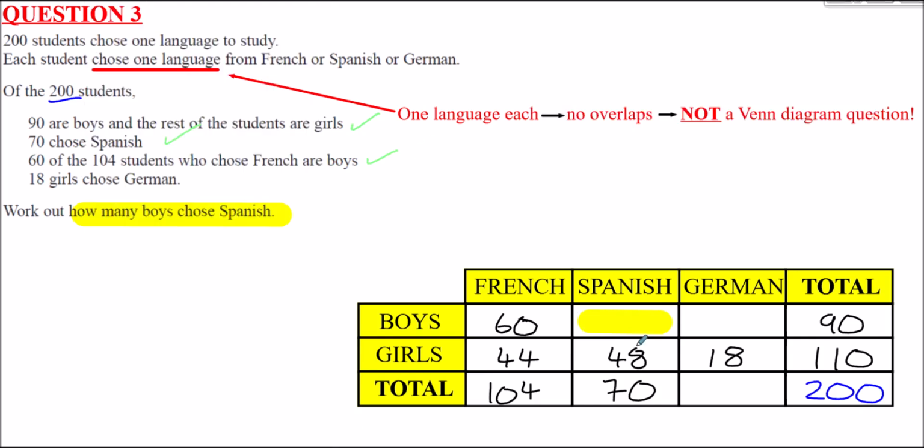So therefore, the number of boys that chose Spanish must have been 22.